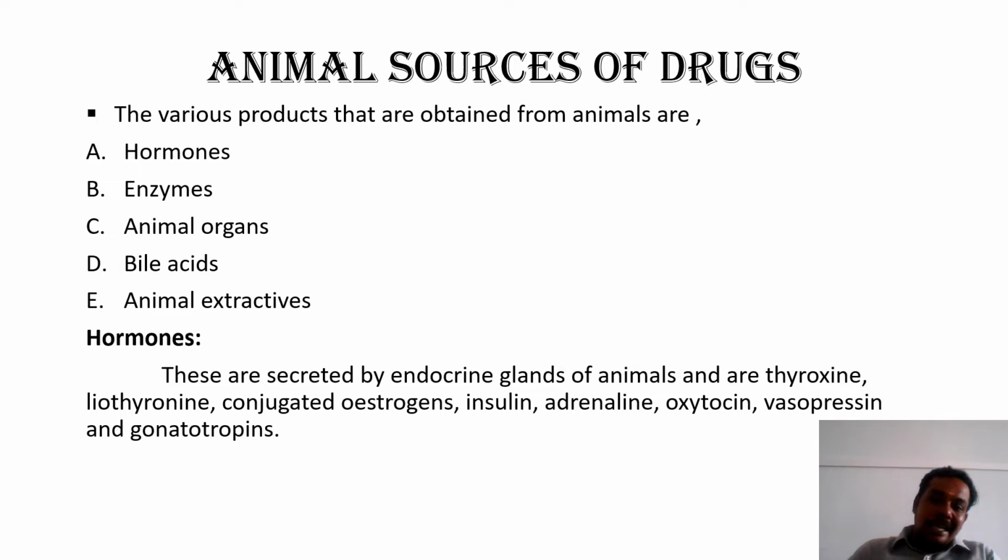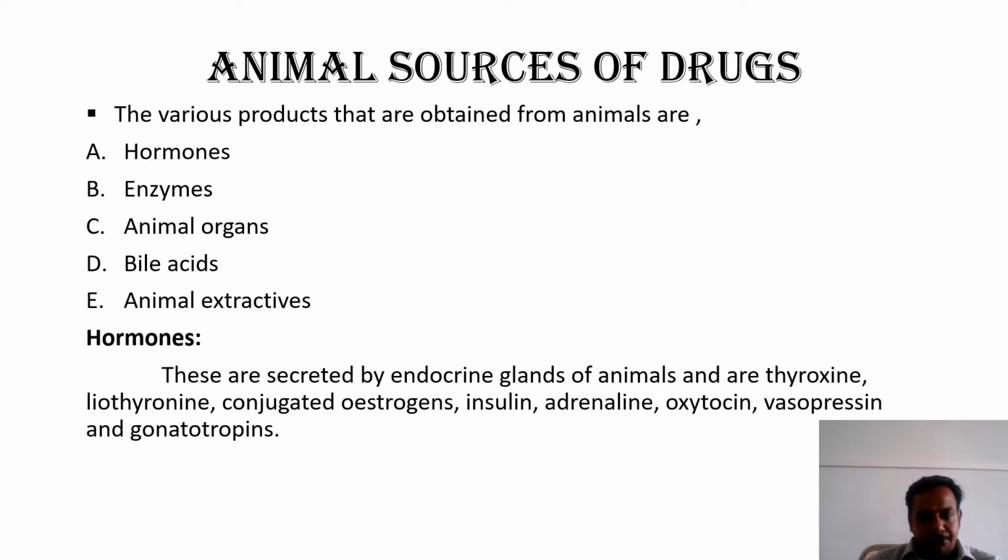Now let me see about the second one, animal source of drugs. The various medicinal products that are obtained from animals are hormones, enzymes, animal organs, bile acids and animal extractives. So we are getting 5 medicinal products from animal source: hormones, enzymes, animal organs, bile acids and animal extractives. Let me see them one by one briefly.